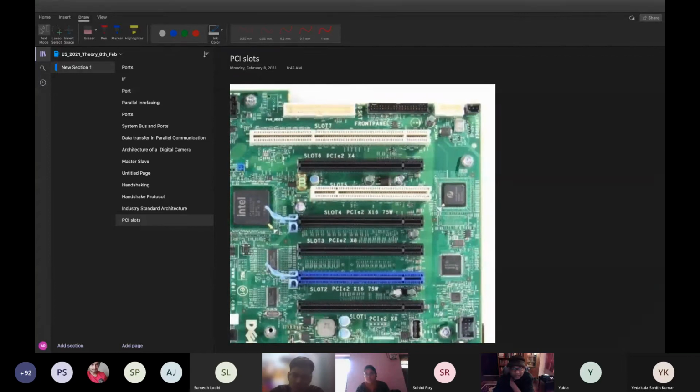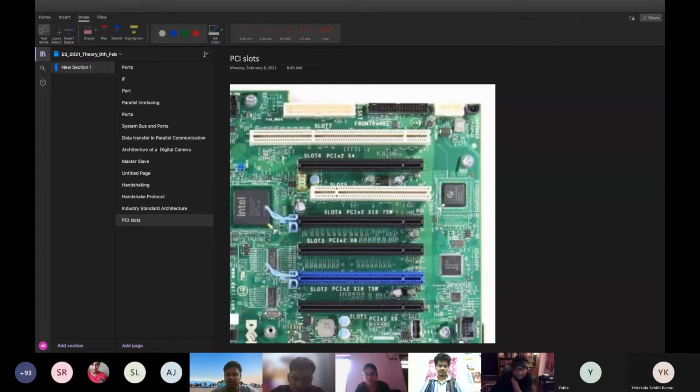AD, yes. Analog to digital. I think there will be... maybe. Yes, sir. Sir, like for a high voltage connection to computers.